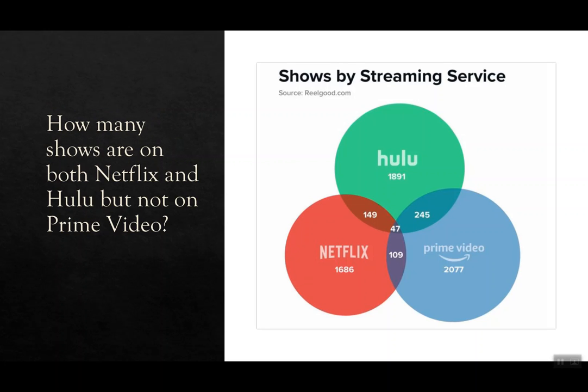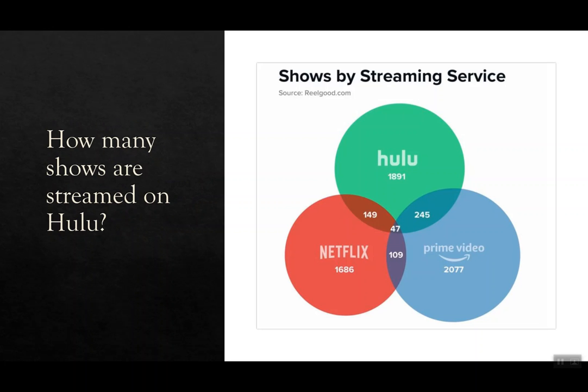Okay, this one says, how many shows are on both Netflix and Hulu, but are not on Prime? So we're starting with they're on Netflix and Hulu, right? And we looked at that earlier. So Netflix and Hulu was this area, right? Netflix and Hulu, but this time it says not on Prime. So I don't want these that are also on Prime. So this is only 149. I don't include any other areas.